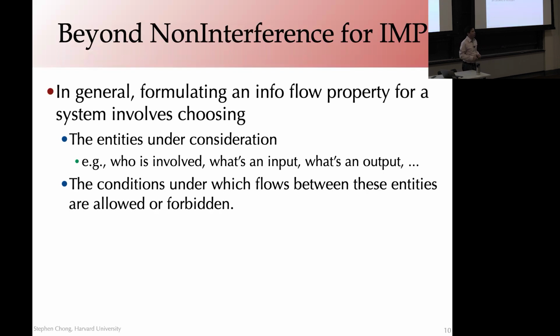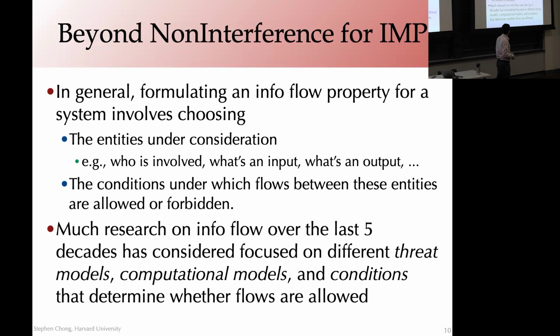So a lot of the research on information flow over the last 5 or so decades has really been tweaking these definitions in various ways. Looking at different threat models, so that is thinking about what the adversary might be able to do, might be able to observe about the system. Thinking about the computational model, going beyond simple imperative input and output programs to things that more closely reflect the actual computer systems we care about. And also thinking about refining that notion of what is appropriate information flow. That is, what are the conditions under which information is allowed to flow between entities.